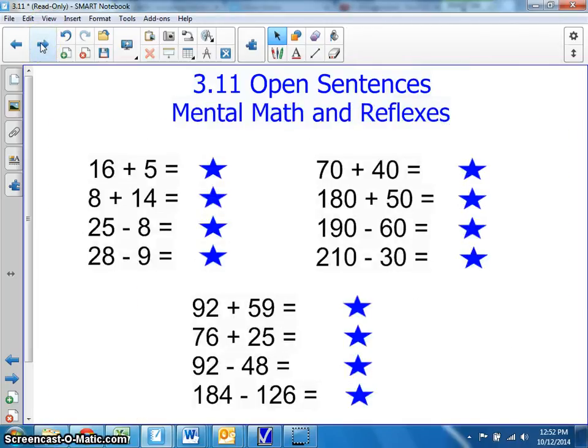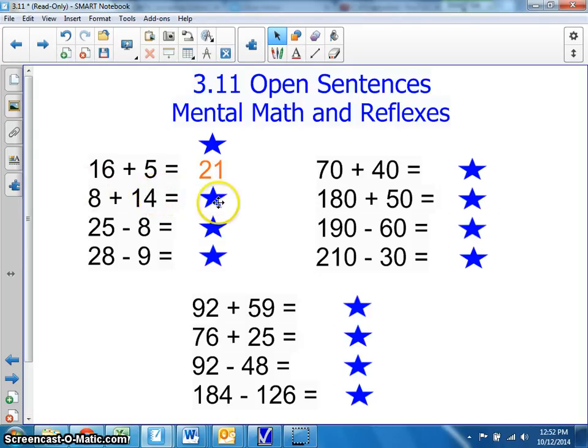So here's your mental math today. Remember, I don't want these written down. I want you to be able to do them in your head. Now, a quick reminder. For these, I would add up the ones column and then the tens. So 6 plus 5 is 11. 11 plus 10 is 21. That's how I did it in my head.